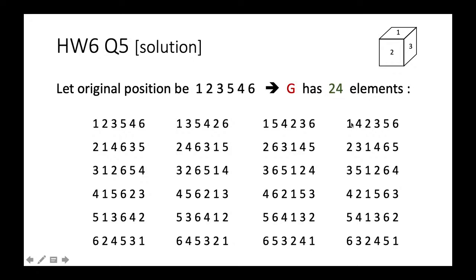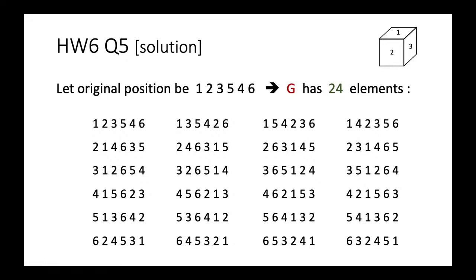So this corresponds to the case where 1 is at the top. This is 2 at the top, 3 at the top, 4 at the top, 5 at the top, and 6 at the top. So for each particular face on the top, there are going to be 4 different variations of the final rotation. So there are altogether 6 times 4 elements in G.